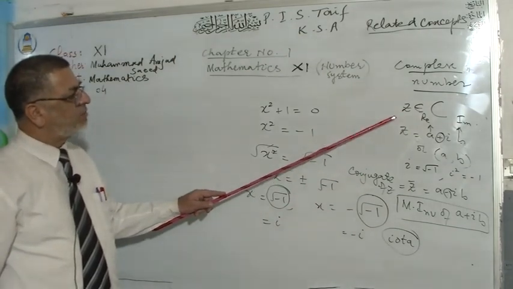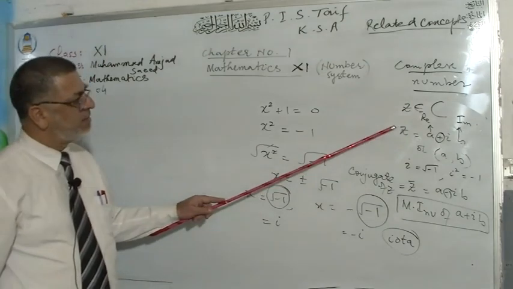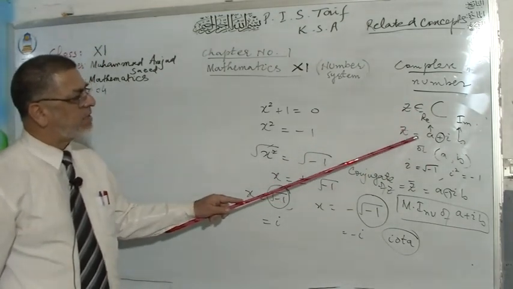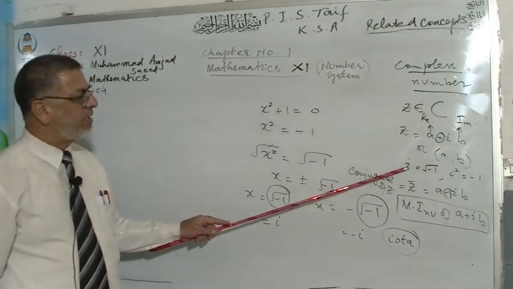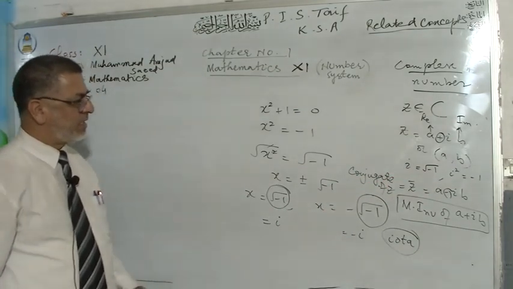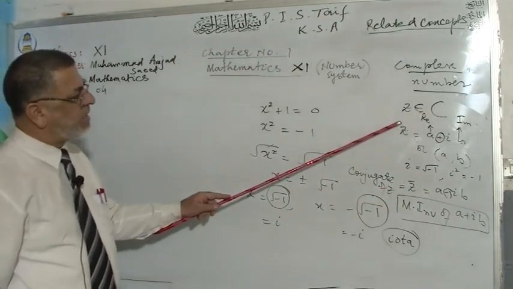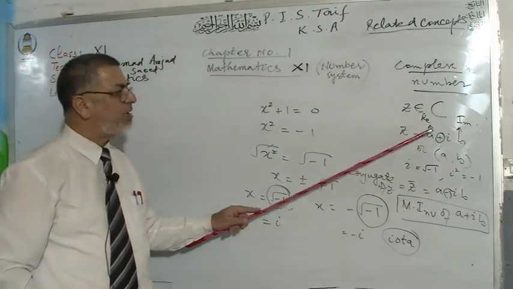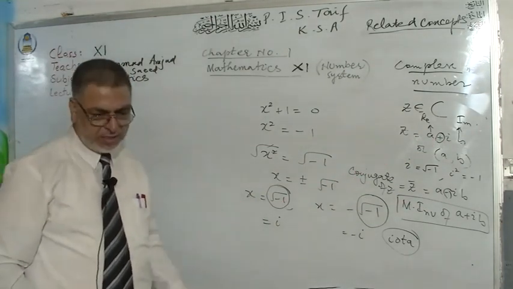Members of the complex number are in the form of two parts. This is the member of set of complex number. This is in two parts. One is the real part, other is imaginary. It can be written A, B in the form of ordered pair. Iota is minus 1 under root, iota square is minus 1. And conjugate of complex number is denoted by Z bar, and you simply change the sign before iota. Remember, sign will be changed before iota.